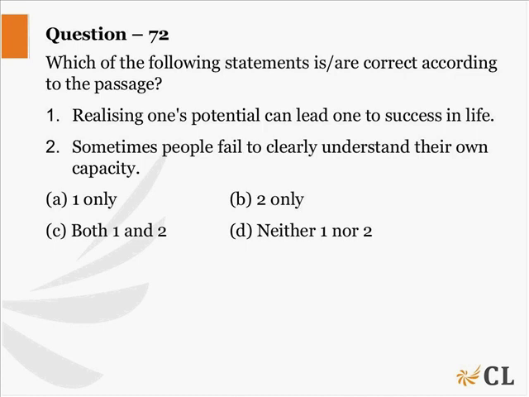72 is B. Yeah, bravo. Two only. Right, with that we move to 73.